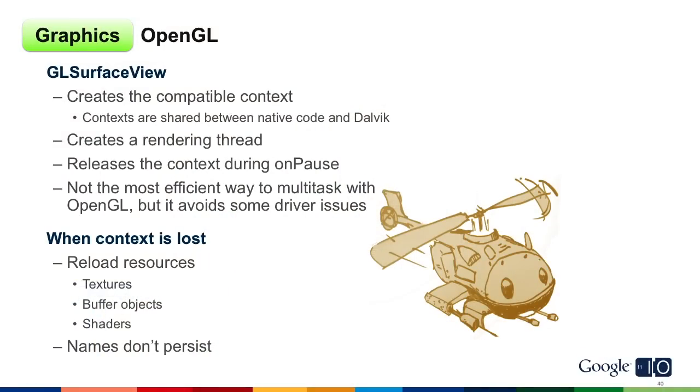Now, it's not the most efficient way to multitask because it's going to automatically release your context during onPause if you call its onPause method during the onPause. That's when it does the work for you. You might want to call it during onStop if you know you're going to be using in-app billing. One thing to think about. But also with Honeycomb, you can actually say, I want it to preserve my state, and it will. So we added that as a feature in Android 3.0. And when your context is lost, you're going to have to do a lot of work. You're going to have to reload your resources, things like textures, buffer objects, and shaders, and your names don't even persist. So these are all things that are important to remember when you're using OpenGL.